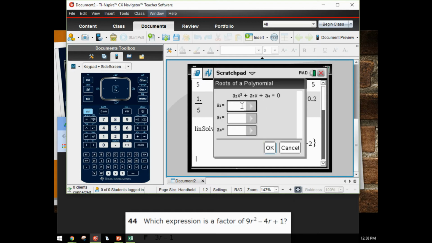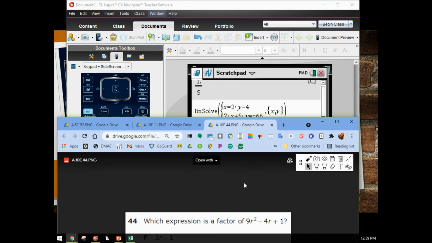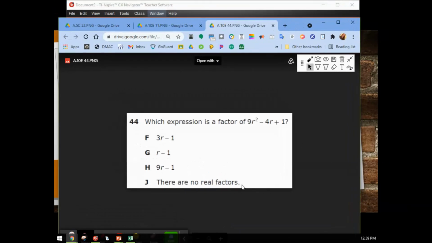Real roots, that's what we want. Okay, the number in front of my x squared is what? 9. The number in front of my x, sorry, my a1 is? Negative 4. Okay. And then 1. Okay, I'm going to hit OK. It gave me nothing. What happened? Never had that happen before. What did I pick? Nothing. Okay. If I don't get an answer and I get a blank space, what's my answer choice here? No real factors. So that's probably my answer there.